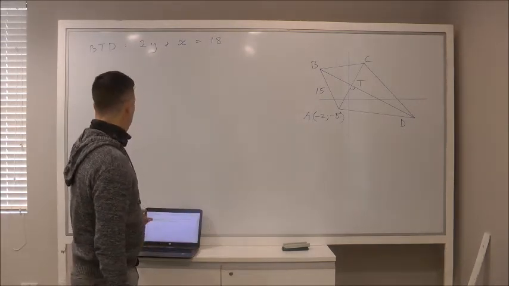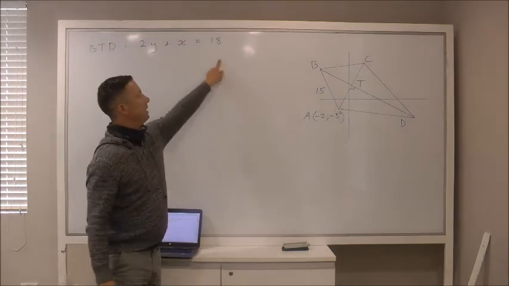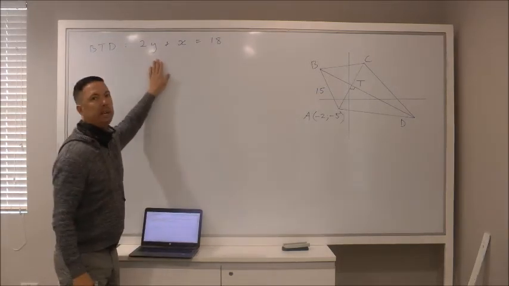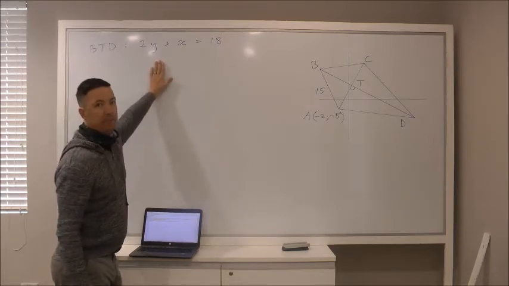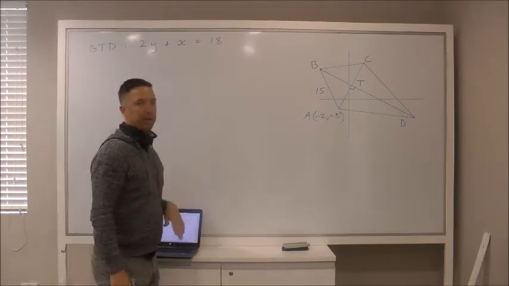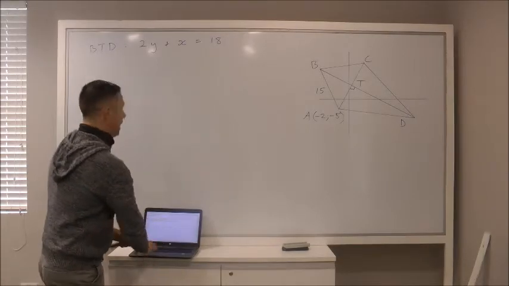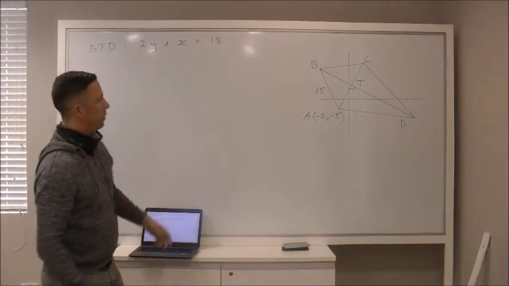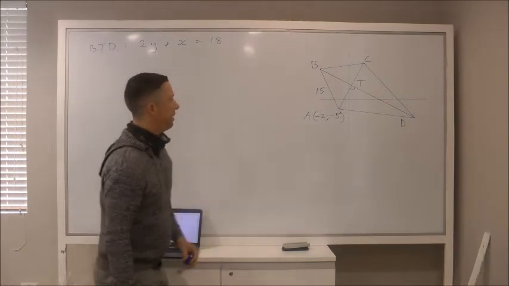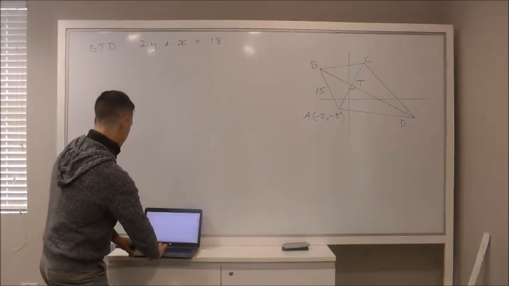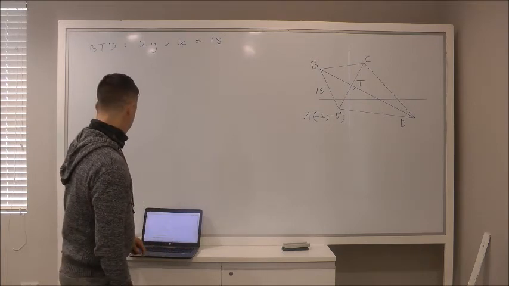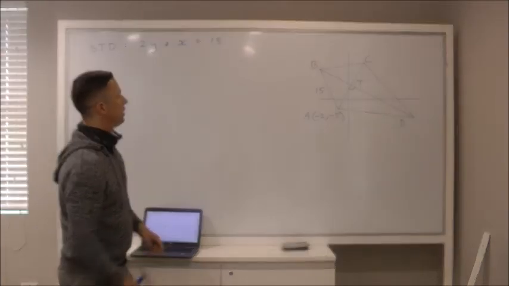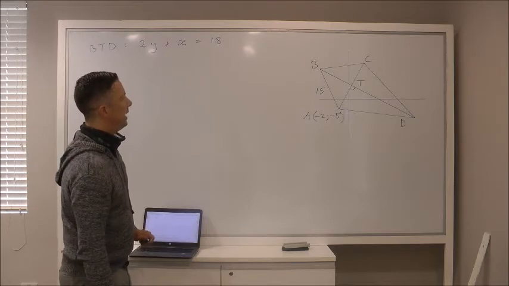Right, the equation of BTD is given as this. Now hopefully you've already recognized this as a straight line. But in order for it to be a straight line, we obviously need to make y the subject. Alright, AB is 15 units, and the coordinates of A are minus 2 and minus 5. Right, for 2 marks, determine the gradient of line AC.